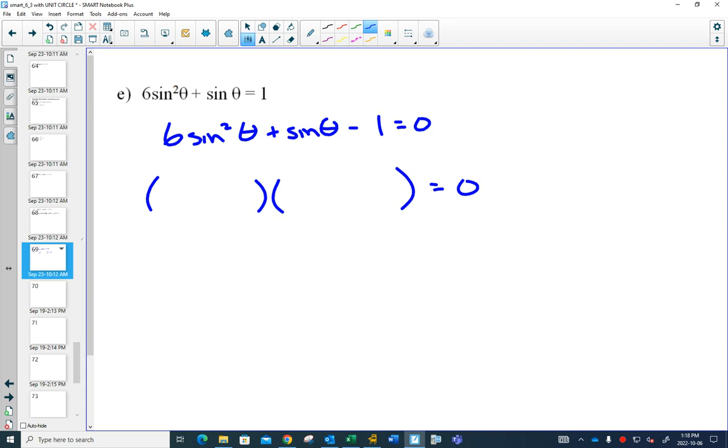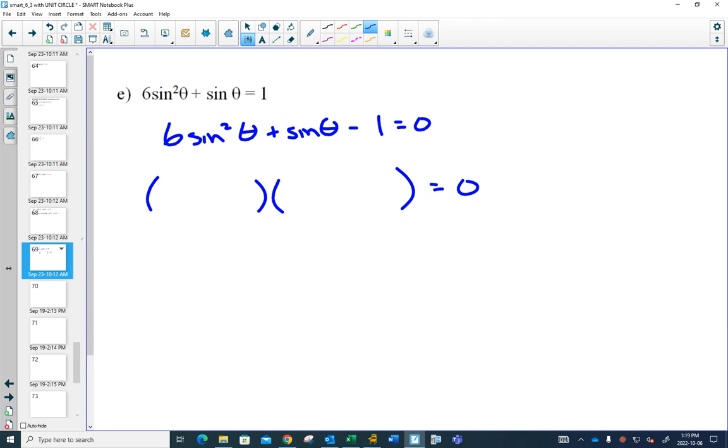Now this one factoring is a little bit more difficult because if you think about your first ones, they have to multiply to give you 6 sine squared theta, which means it's either 2 and 3 or 6 and 1. If you choose the wrong one, if you just go, oh, I'll pick 2 and 3, and it's wrong, then all your work after that, nothing will work.